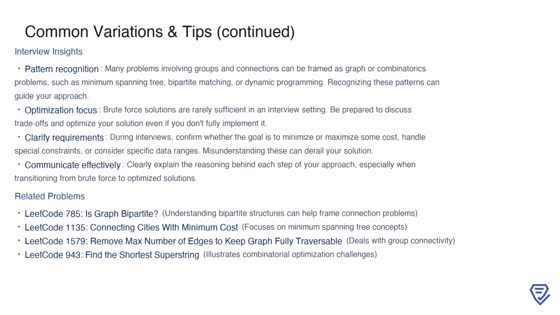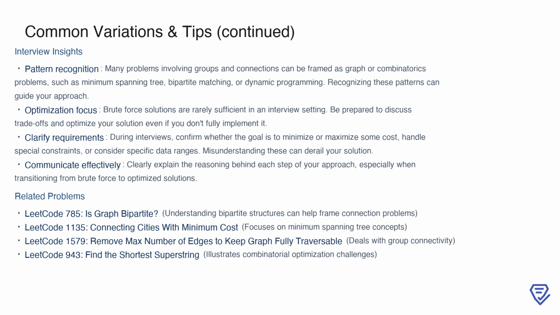Now, let's focus on insights that are particularly useful for interviews. Recognizing patterns is key. Many problems involving groups and connections can be reframed as classic graph or combinatorics problems, such as minimum spanning tree, bipartite matching, or dynamic programming. Identifying these patterns early can significantly streamline your approach. Optimization is another crucial focus. While brute force solutions can help you understand the problem, they're rarely sufficient during interviews. Being able to discuss trade-offs and propose optimizations, even if you don't fully implement them, demonstrates your problem-solving skills.